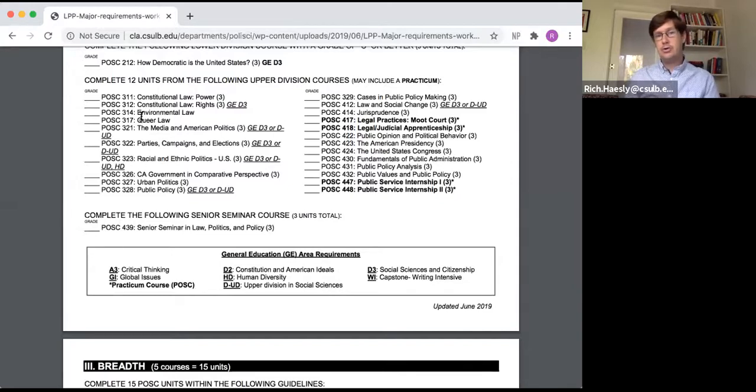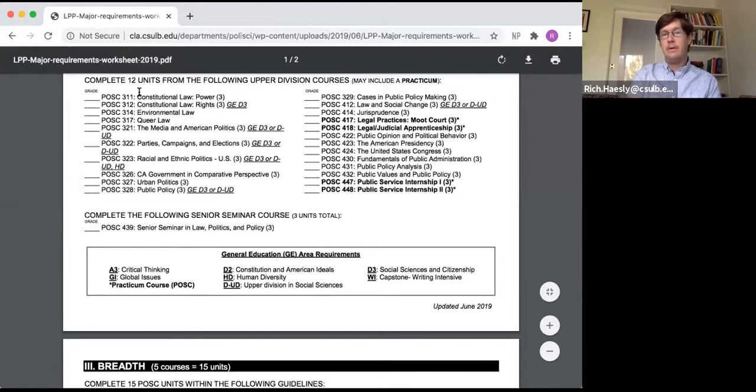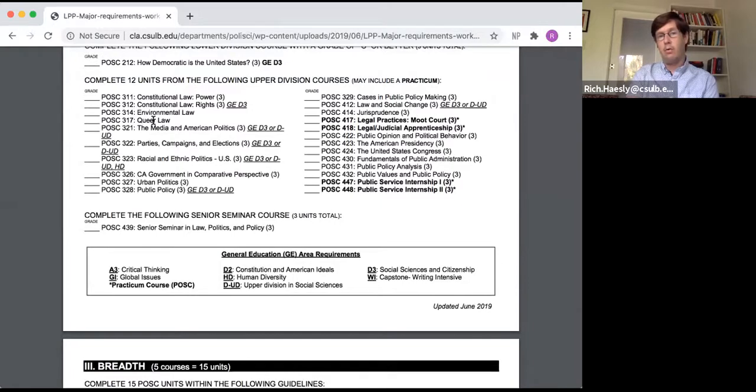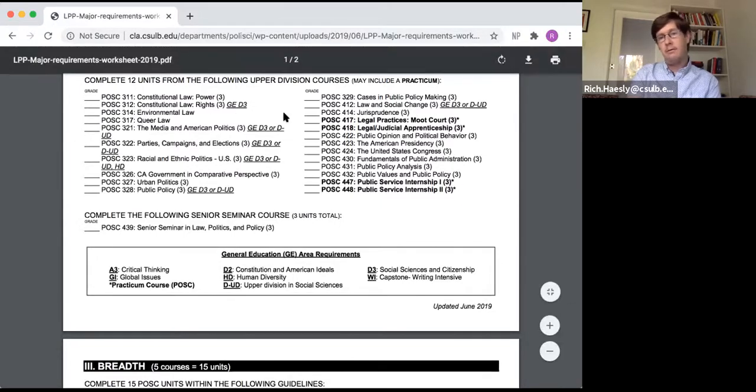In addition to this lower division level course in your concentration, we also ask you to take a minimum, and we'll talk about in a minute why it's a minimum, but to fulfill the concentration, you must take at least 4 upper division level courses in your concentration. And it does not matter whether they're 300 level or 400 level.